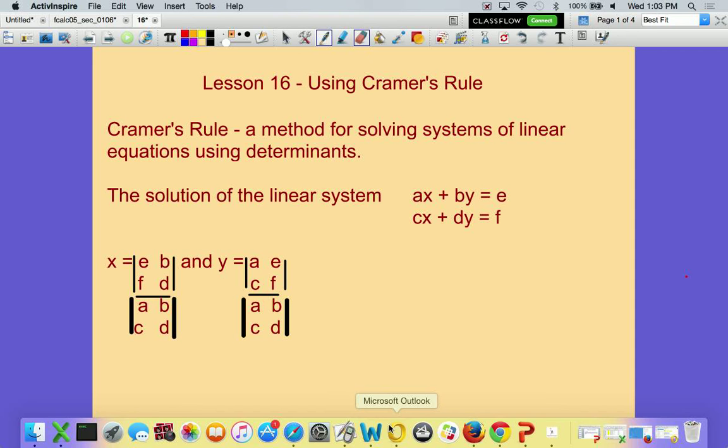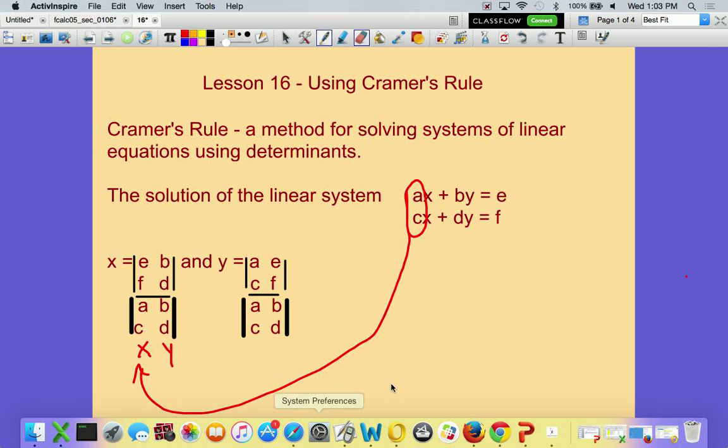When we solve for x, we've got two parts here. We've got a determinant on the top and on the bottom. The bottom is the easiest to figure out. Since we're solving for x, this is our x column and that's our y column. So our coefficients in front of x are going to go in that column. The coefficients for y are going to go in the y column.